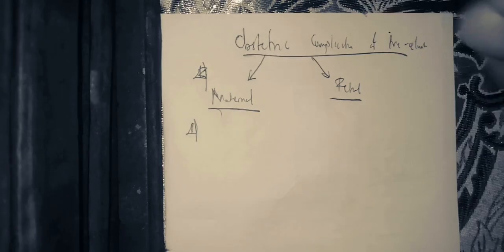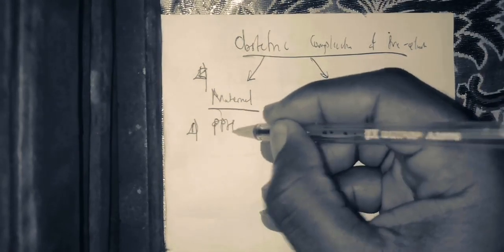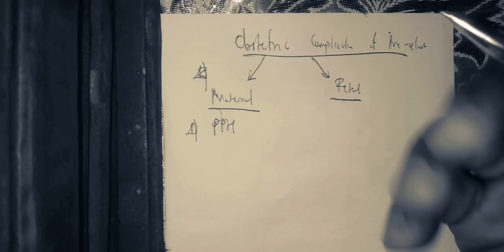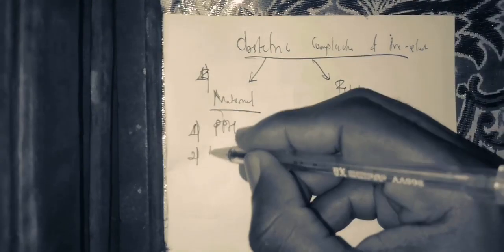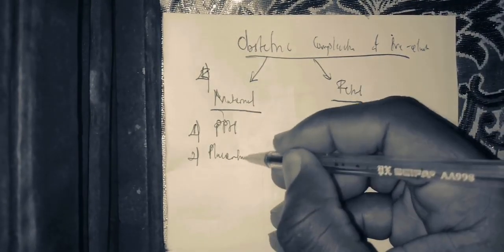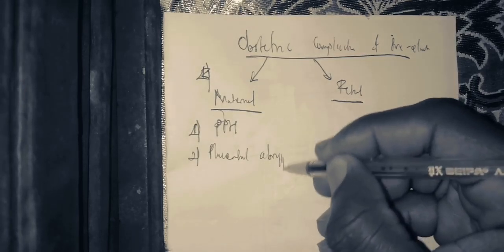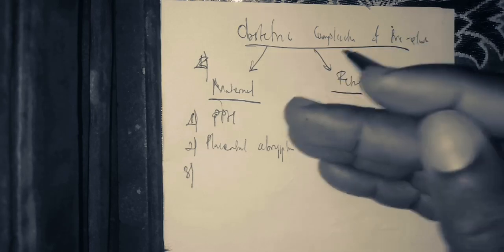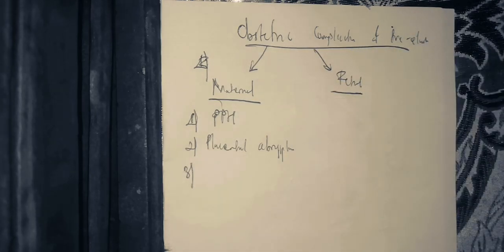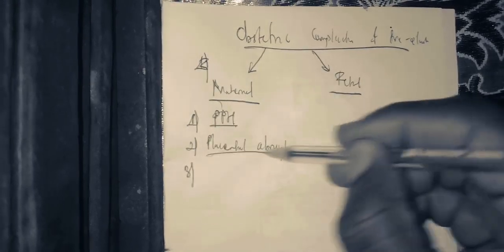For the maternal obstetric complications, the first one that you can have is postpartum hemorrhage. Is it clear? You need to know that preeclampsia is a risk factor for postpartum hemorrhage. Now, the second complication you can have in the mother is placental abruptio. Is it clear? The third complication you can have in the mother, and apart from the other complications that we said, generally those are the two major complications.